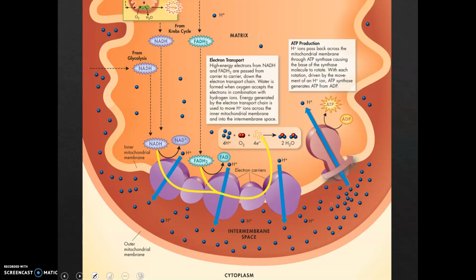This is another diagram of the same thing. Again, inner membrane of the mitochondria. This is the electrons, NAD and FAD dumping them off. And then the hydrogen getting pumped. And then ATP synthase right here at the end, making ATP.